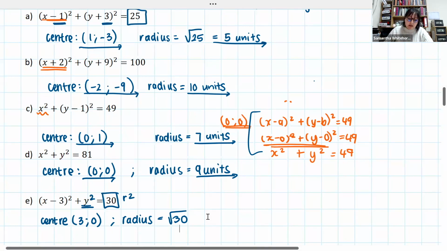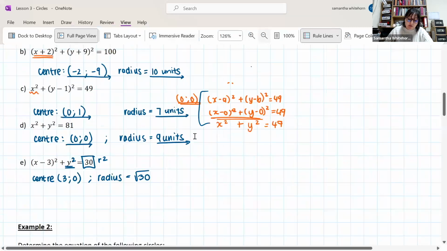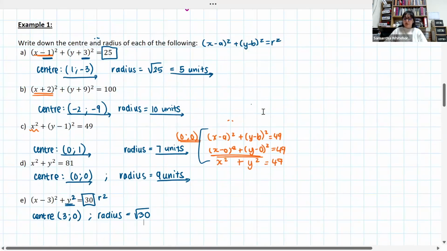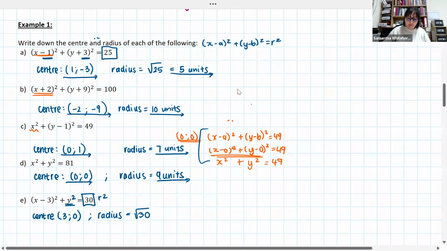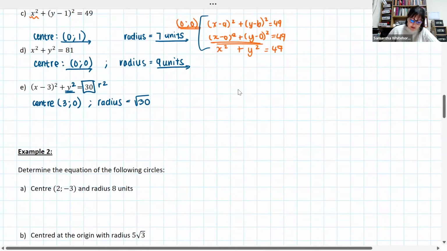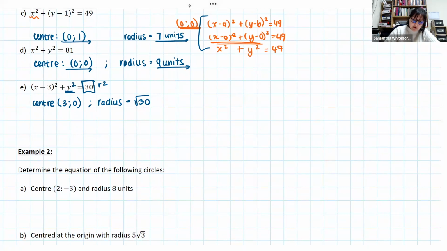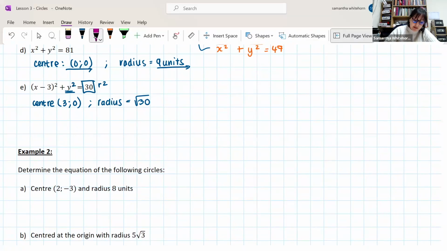Okay, so guys, understanding what your equation is actually telling you is very, very important. So if you want to take a screenshot of those first 5, do so. And then we're going to have a look at another example where I give you some information. We want to write down the equation. And like I said, we are getting to the complex stuff, but we need to understand the basics. Okay. So if we have a look at our second example here, it says determine the equation of the following circles.